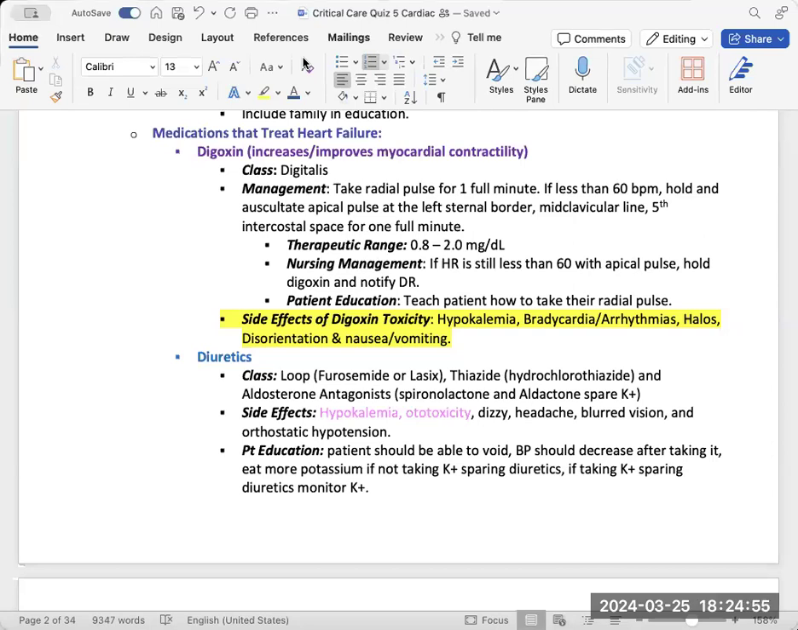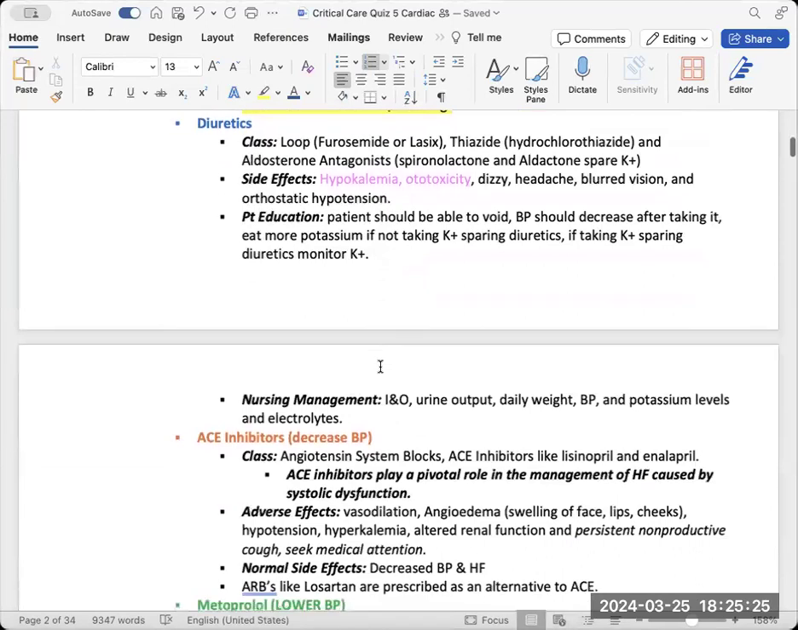And we also want to teach the patient how to take their own pulse, because when they're taking this medication at home, they need to know what to do and they need to look out for signs of toxicity, such as hypokalemia, which can cause digoxin toxicity. So if they're taking diuretics in conjunction with digoxin, that can be very concerning, right? So we want to watch out for their heart rates. We want to watch out for halos and nausea and vomiting and even disorientation. Those would be signs of digoxin toxicity.